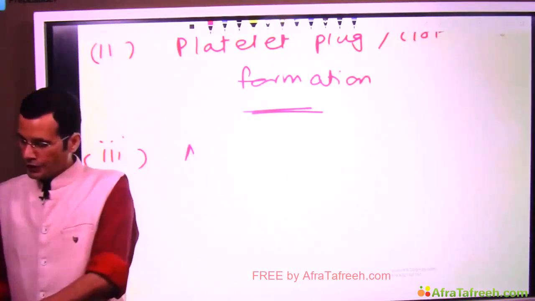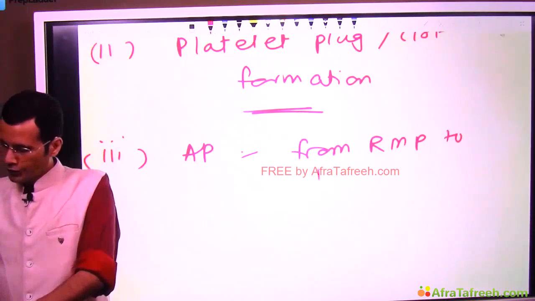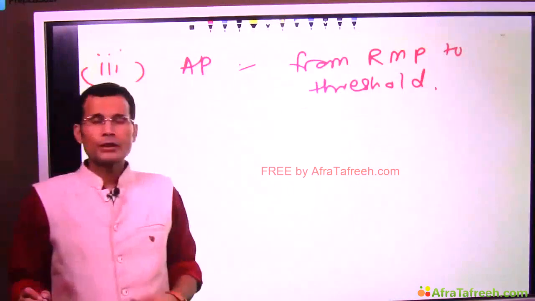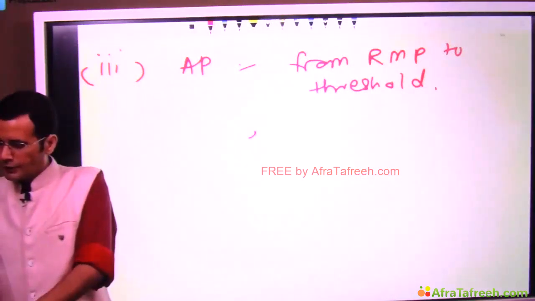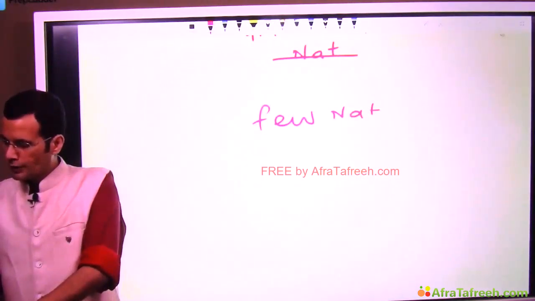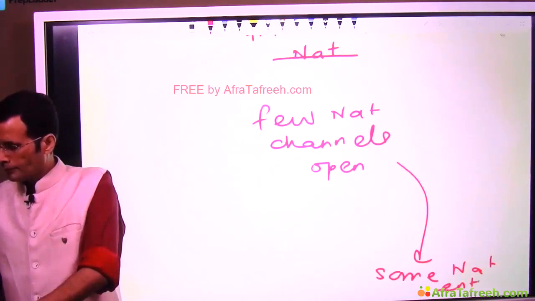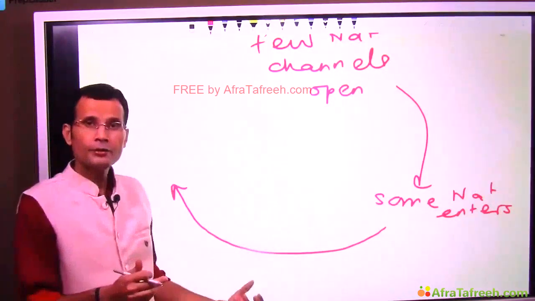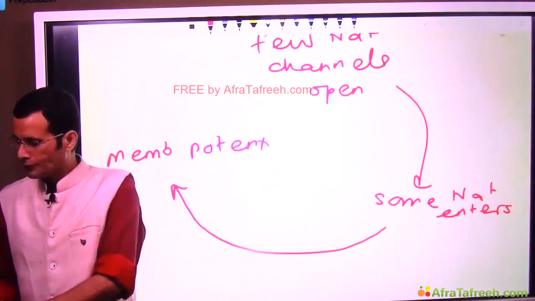Then action potential, depolarization from RMP to threshold. This is by positive feedback. I mean, during depolarization, how it reaches a threshold value is like this. There are initially a few sodium channels open. So some sodium enters. Some sodium enters means some positive charges enter, and because of that the membrane potential drops.